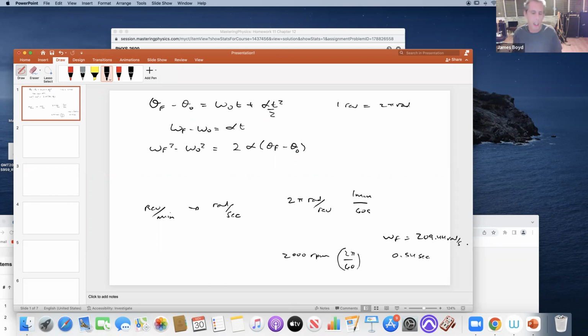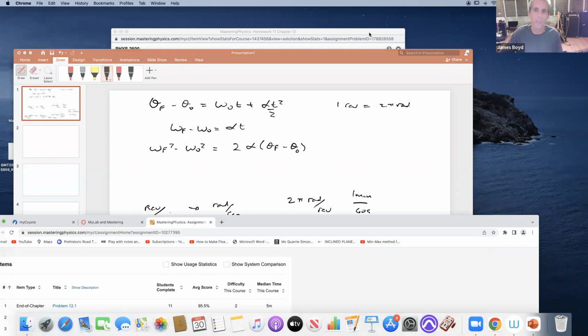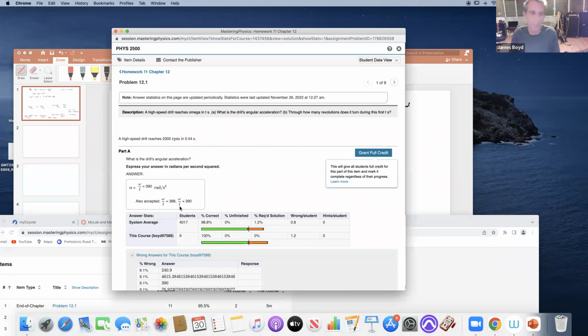I'm assuming that at the beginning, omega initial is 0, that I started from rest. So I went from 0 to 209, and I need to get alpha. I also have t. So I just need to use this one. Omega final minus omega initial is equal to alpha t, divide through by t, and you get alpha. This is 0, so alpha is 209.44 rad per second divided by 0.54 seconds, which is 388 rad per second squared. Make sure that's right. 388 rads per second squared.